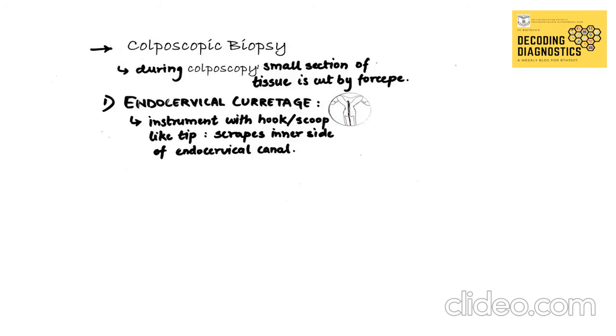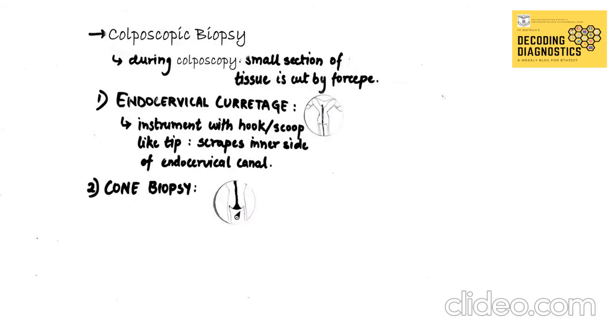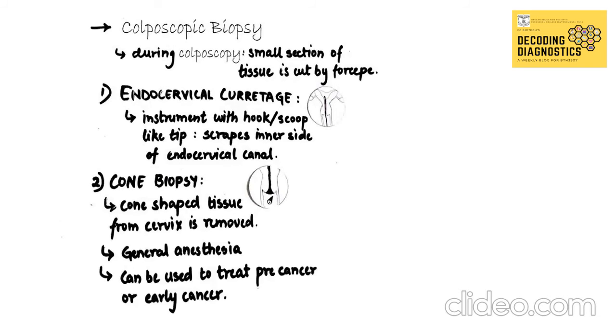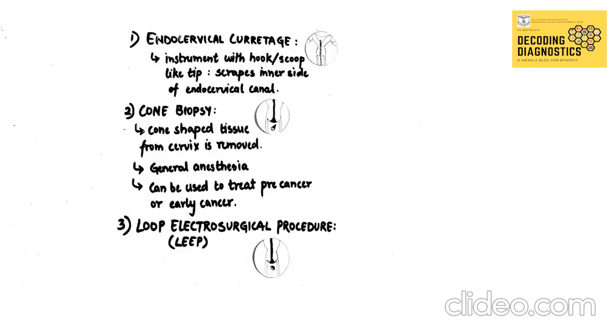Endocervical curettage: a curette is an instrument with hook or scoop-like tip which is used to scrape the inner side of the endocervical canal. Cone biopsy: a cone-shaped piece of tissue is removed from cervix under general anesthesia. Cone biopsy can also be used as a treatment for precancer and very early stage of cancer. Loop electrosurgical procedure: a heated wire loop using electric current is used for removing a section of abnormal area of cervix. It is used as both diagnosing test and treatment.